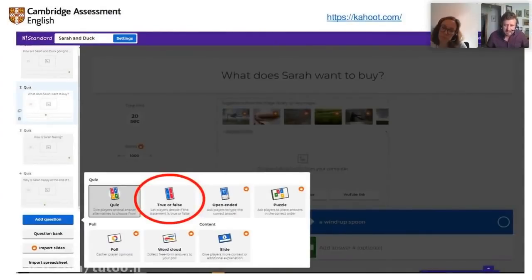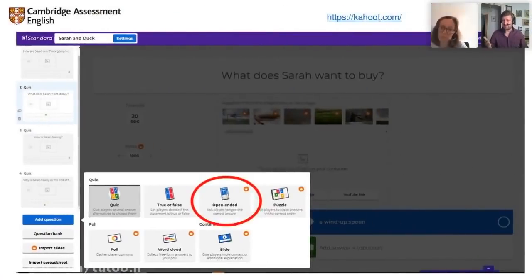What else? Open-ended. So I think we could use that for productive tasks. Students can type the answer. One really big advantage there, which I said earlier, you can't get with multiple choice, is the spelling aspect. You have to make the decision whether the spelling has to be correct. And I think on the open-ended task for Kahoot, you can have a selection of options.